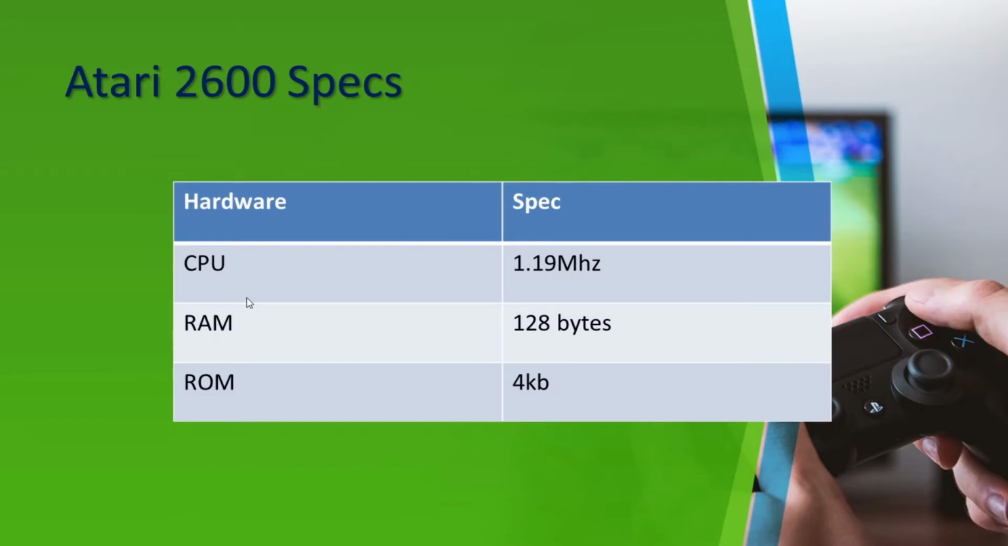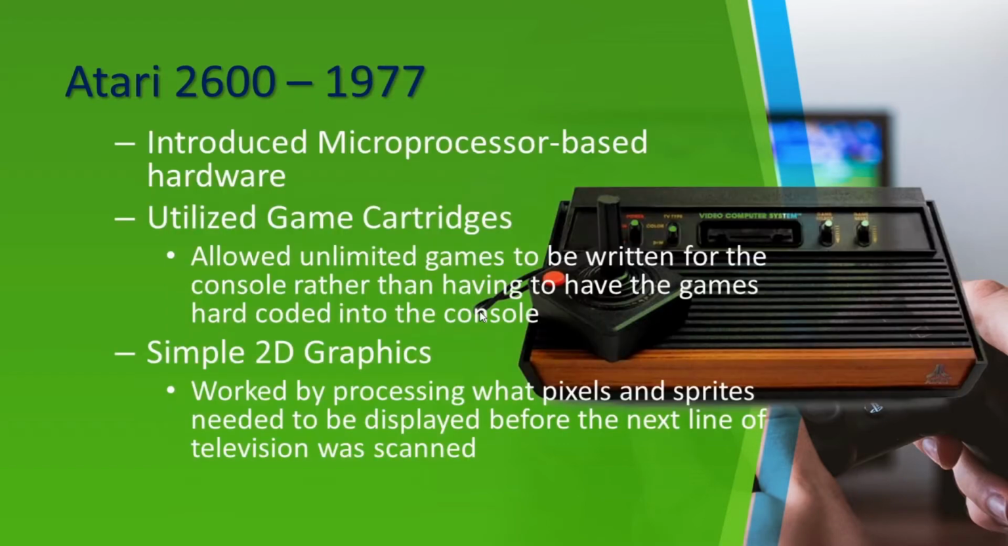For the specs, guys, here is an overview of the specs for the Atari 2600. For its CPU, it only has 1.19 megahertz of speed. RAM is 128 bytes and ROM, or its storage capacity, is only 4 kilobytes. As you can see, this is a very low spec console, but you'll need to consider that this console was made during the 1970s.